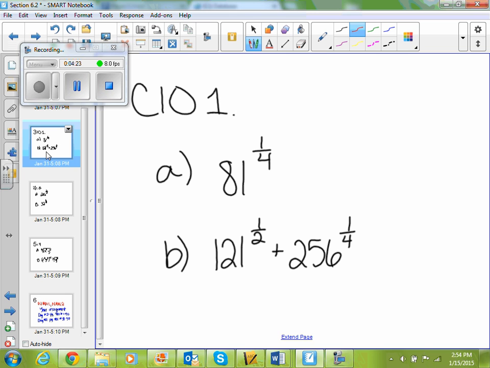Alright, check it out, 1A, 81 to the 1/4. What happens to this 4?